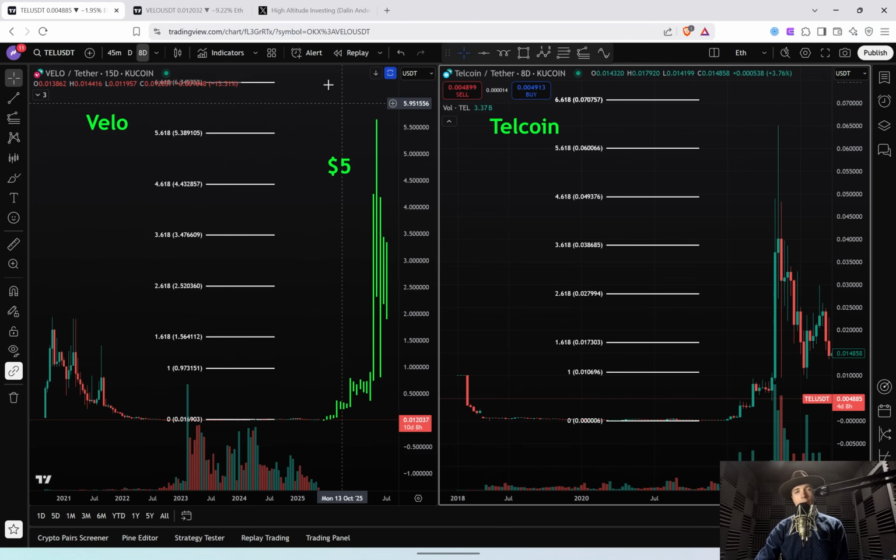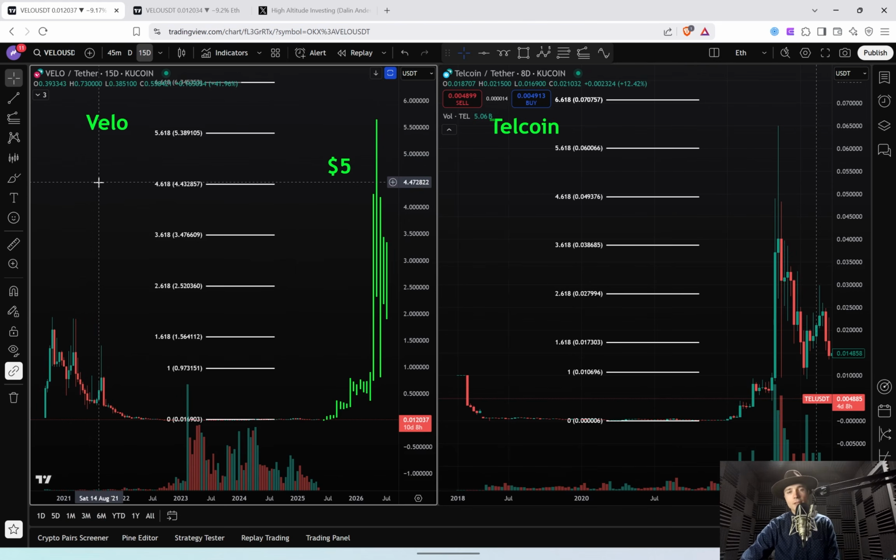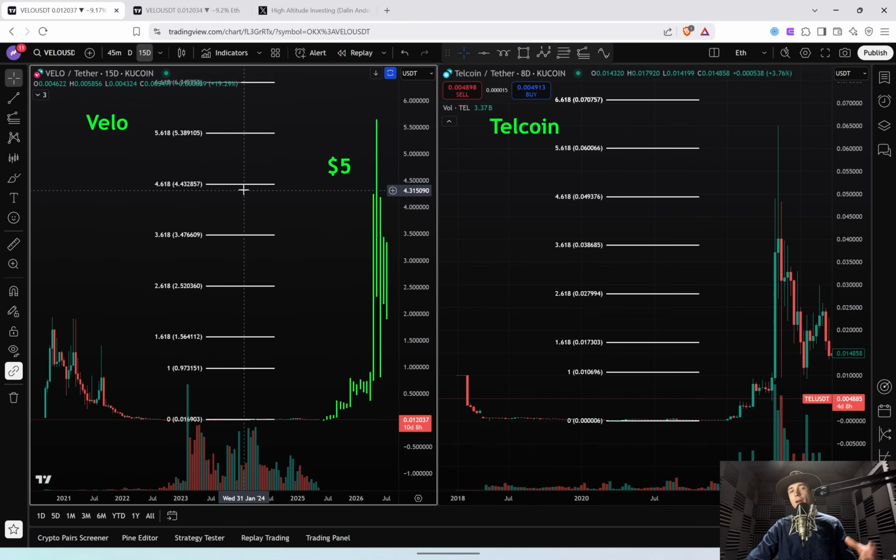In today's video, we are going to be talking about Velo and my personal big picture targets for Velo and just how we're going to get there. So we're starting off here with Velo on the 15-day candlesticks. And what I want to show you guys here is the big picture accumulation cycle.